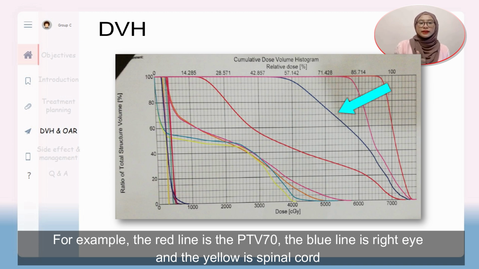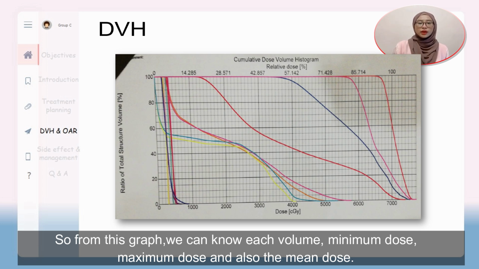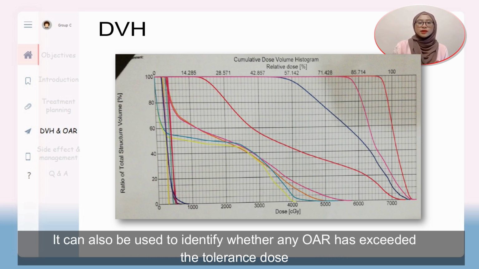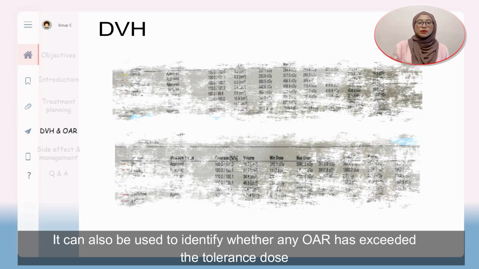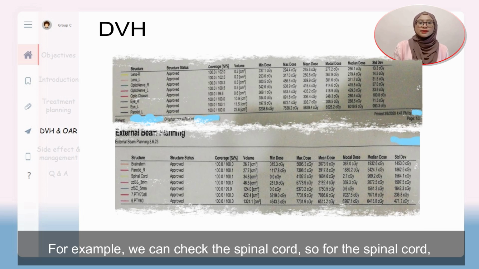For example, the red line is the PTV, the blue line is the right eye, and the yellow line is the spinal cord. From this graph, we can know each volume's minimum dose, maximum dose, and also the mean dose. It can also be used to identify whether any organ at risk has exceeded the tolerance dose.